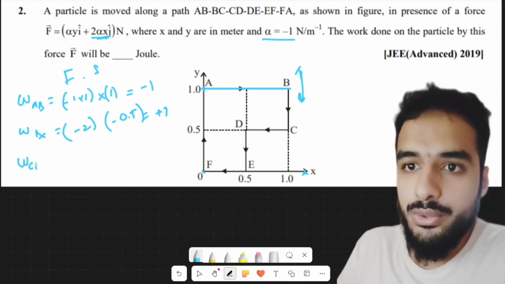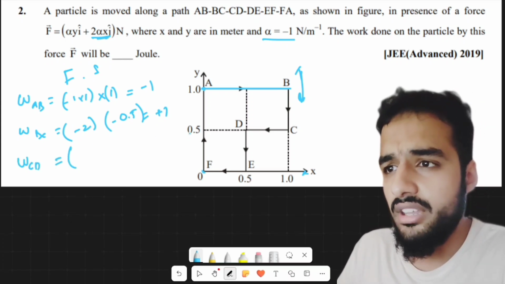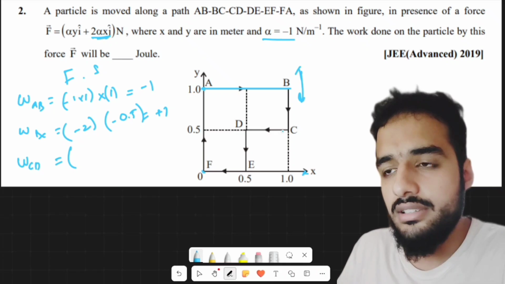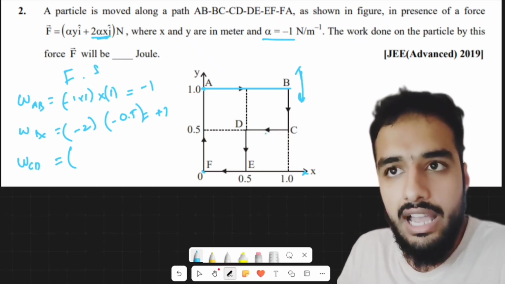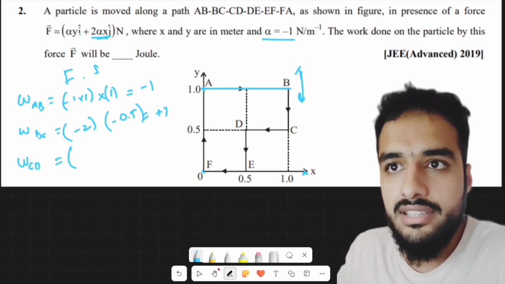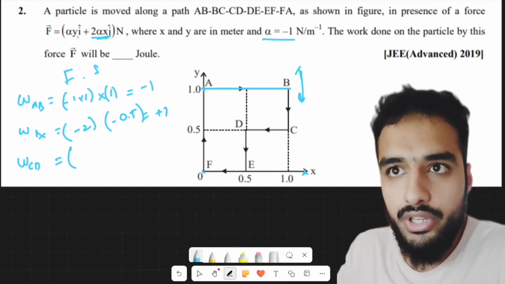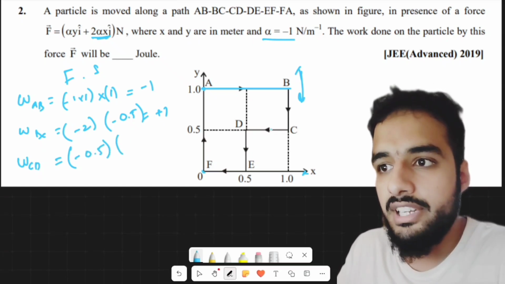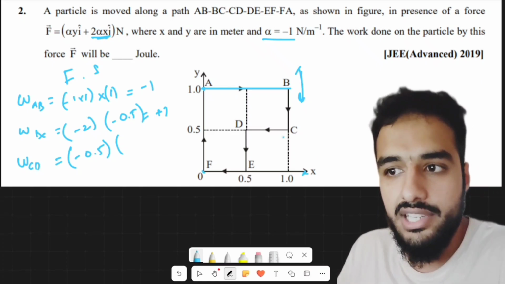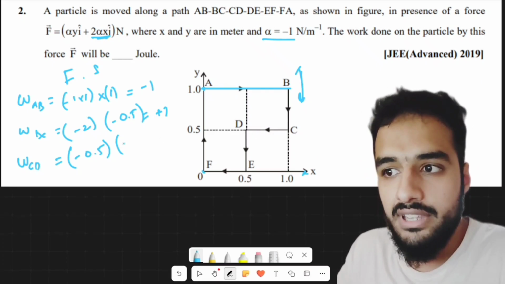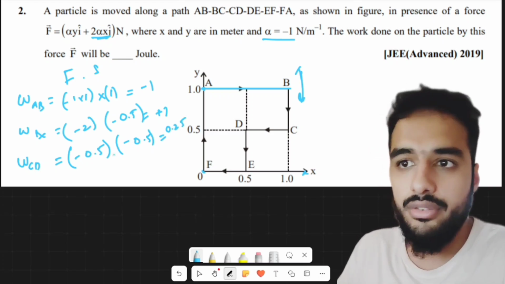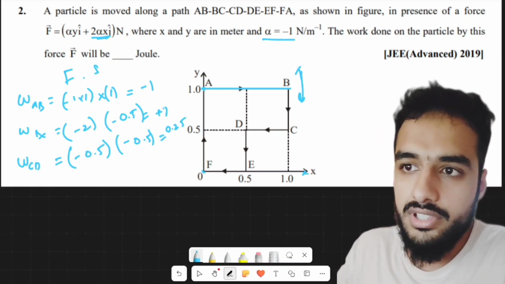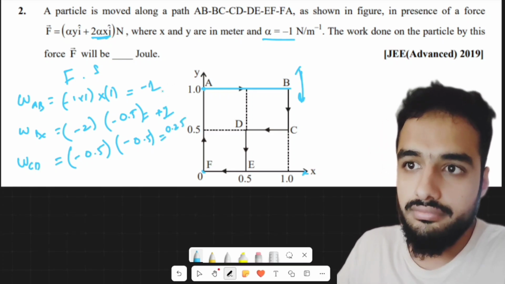Good. What is work C to D? Same thing. So only work is done with the i component of the force. So minus Y. What is Y? 0.5. So can we say -0.5 multiplied with the displacement? What is the displacement? Final minus initial in X. 0.5 minus 1. That is -0.5. That will give you 0.25. Good. This is 1 here, this is -1.